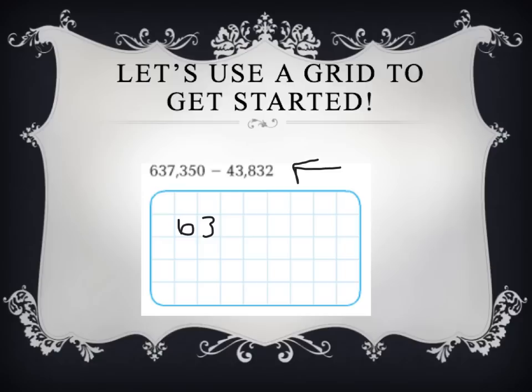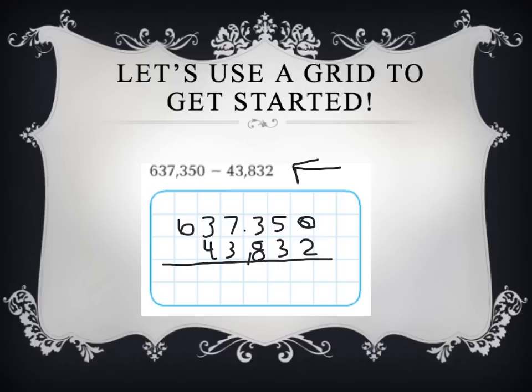So we have 637,350 minus 43,330. I'm sorry, that's an 8. Need my glasses. 43,832. But notice how each column lines up nicely.